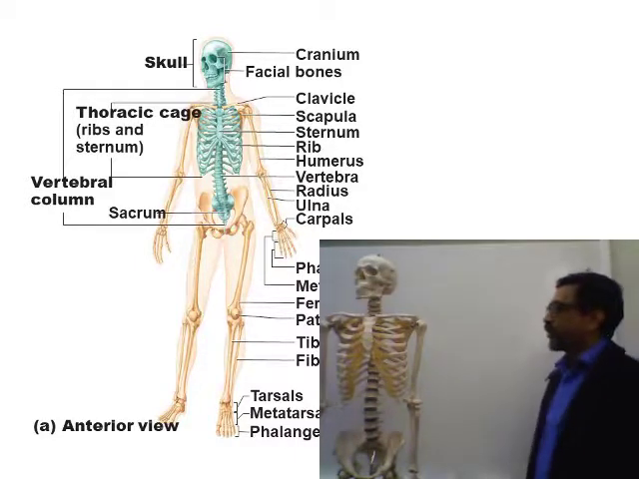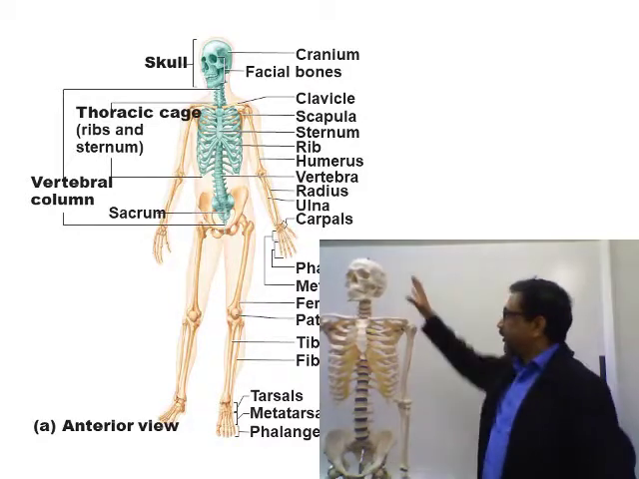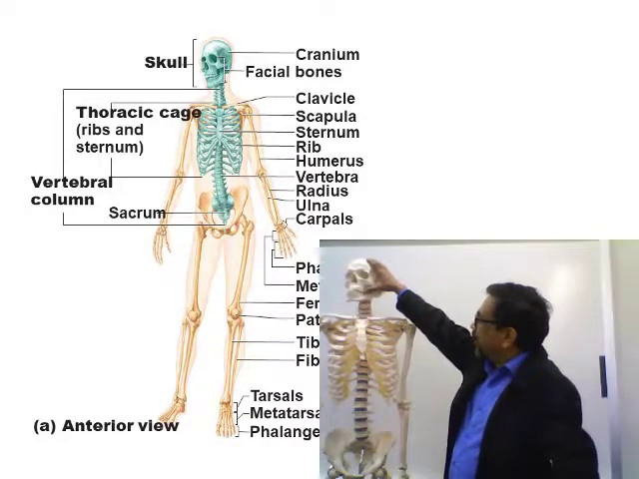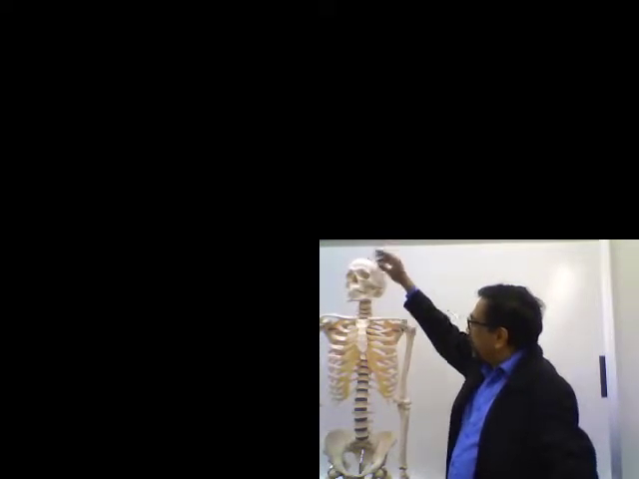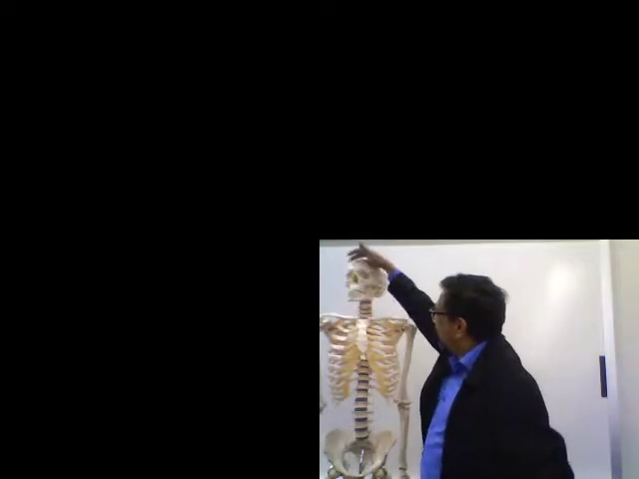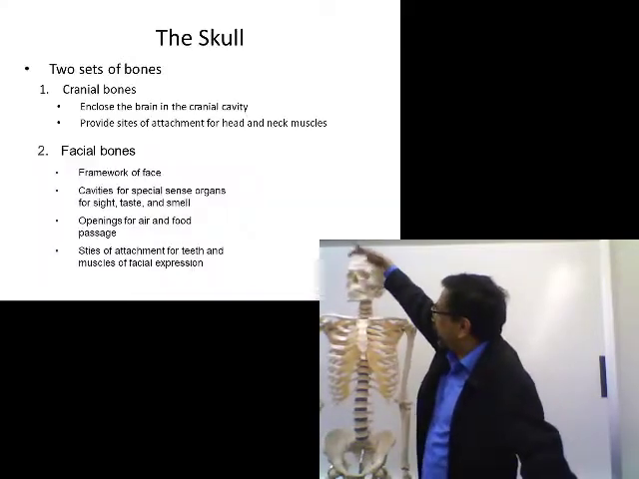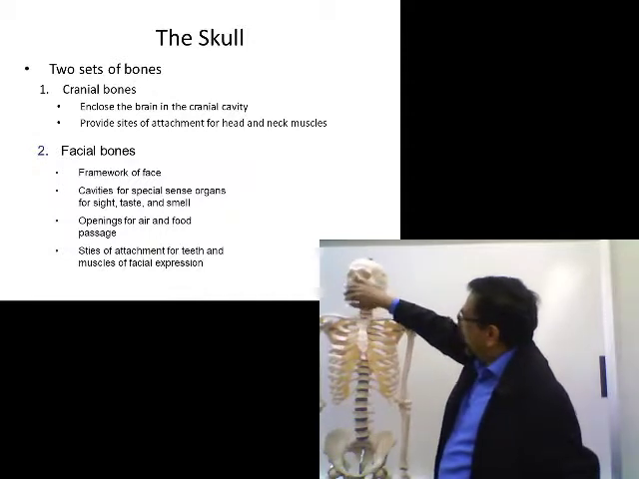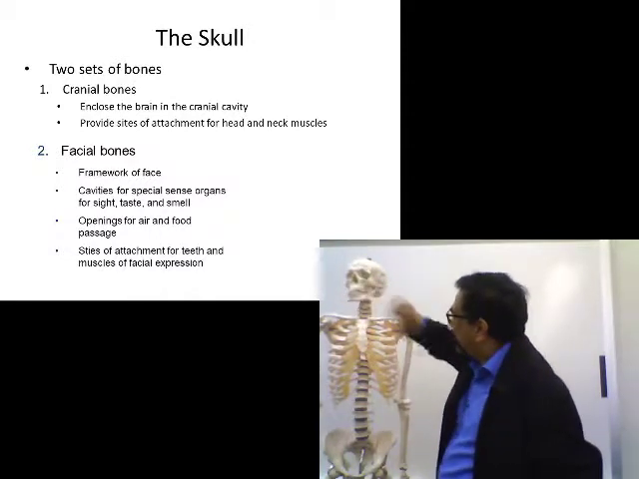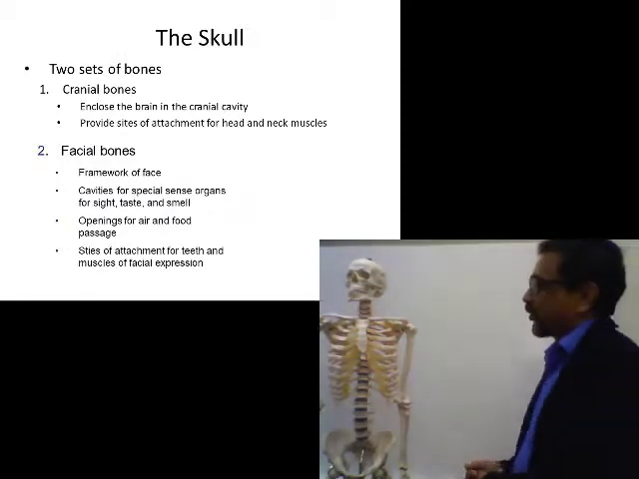First we'll talk about the bones of the skull. This is the skull, and in the skull you have two sets of bones: cranial bones that form the cranial cavity in which the brain is located, and facial bones, which give the framework of the face. So these are the two groups of skull bones.